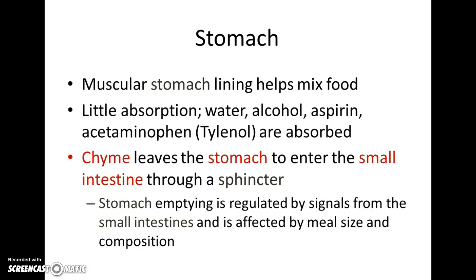Stomach emptying is regulated by signals from the small intestines, and it's affected by both meal size and meal composition. So a bigger meal is going to empty a little bit longer and slower, and the meal composition, both protein and fat as well as fiber, are going to slow down that digestion as well.